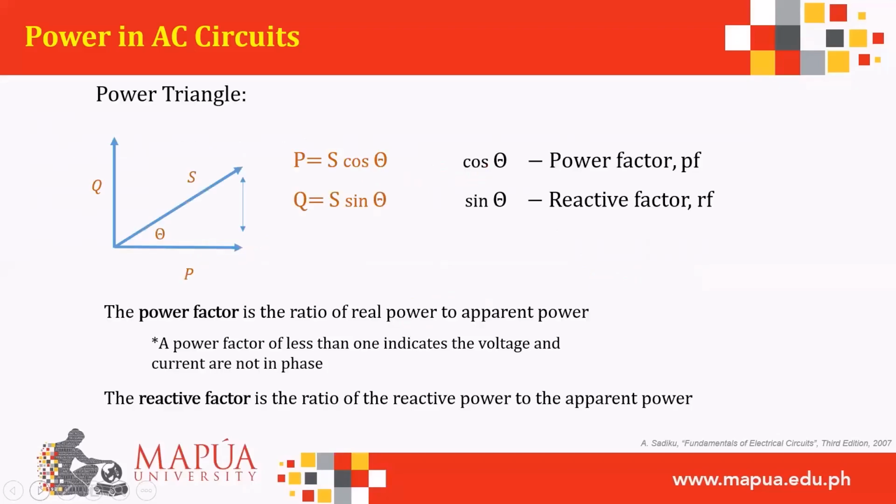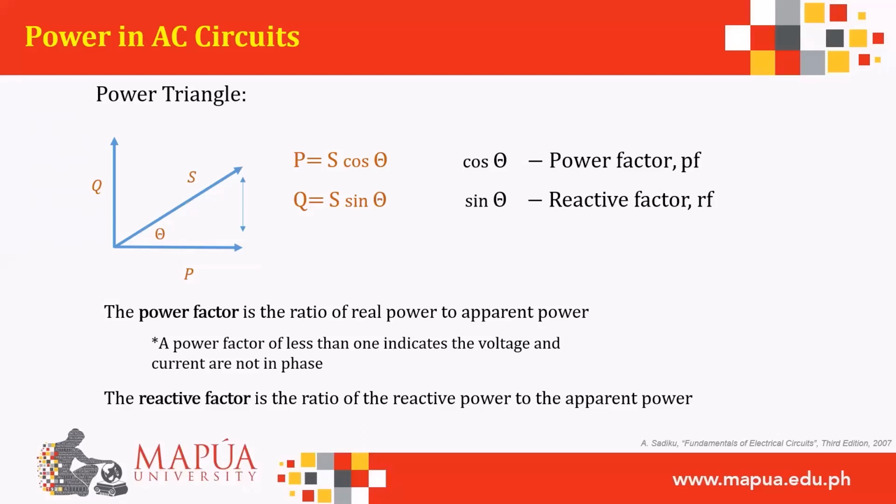Going to the power triangle, in our x-axis, we can see the real power P. Y-axis, we have the reactive power Q. And we have the vector here, the apparent power S, and we have the angle theta. So if you want to get the real power P, we can use this equation: apparent power times cosine theta, which is also called the power factor PF. Reactive power Q is equal to the apparent power times sine theta, wherein sine theta is the reactive factor.